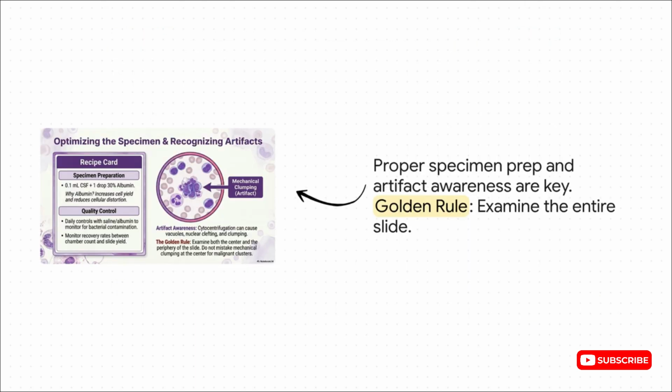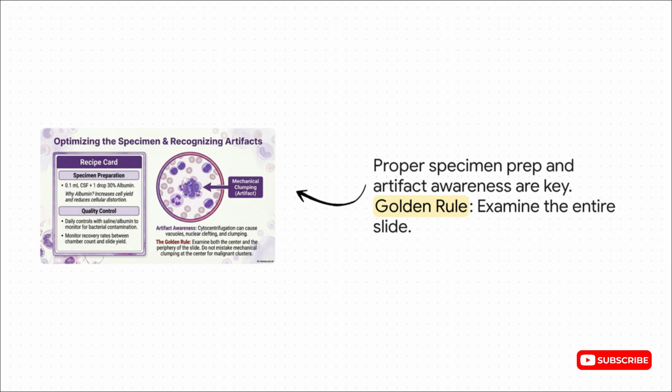But getting that perfect slide takes a little more finesse. For specimen prep, a great trick is to add a single drop of 30% albumin to the CSF. Think of it like a little pillow. It cushions the cells during centrifugation, which means you get more of them on the slide, and they look a lot better. Now, beyond prep, you have to be an expert at spotting artifacts. The cytocentrifuge process can sometimes create things like this mechanical clumping you see here. To the untrained eye, that could look a lot like a malignant cluster.